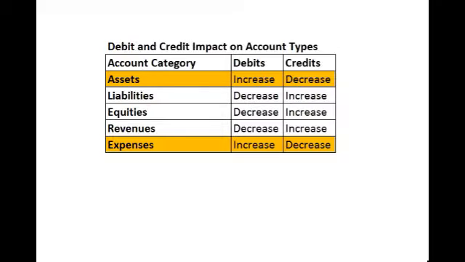The exact opposite is true for those 3 accounts in the middle. Liabilities, equities, revenues. These accounts are normal on the credit side. So if we want to increase balance on those 3, we credit them. And if we want to decrease the balance, we debit them.